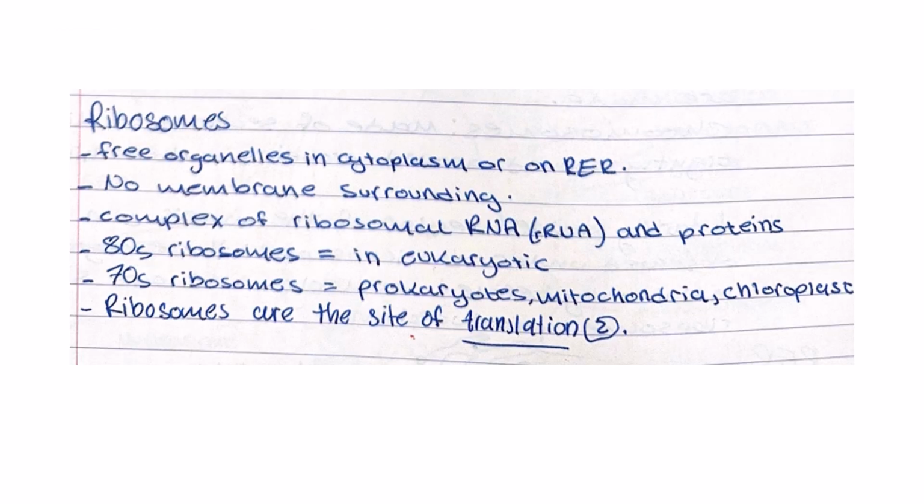Now let's talk about ribosomes. Ribosomes are found everywhere. Remember, we have 80S ribosomes and 70S ribosomes, which are the smaller ribosomes in prokaryotic cells. Ribosomes are free organelles in the cytoplasm, or they are bound onto the rough endoplasmic reticulum. Ribosomes do not have a membrane surrounding them. They are complexes of ribosomal RNA and proteins. We have 70S in prokaryotic cells, 80S in eukaryotic cells. Now, ribosomes are the site of translation.